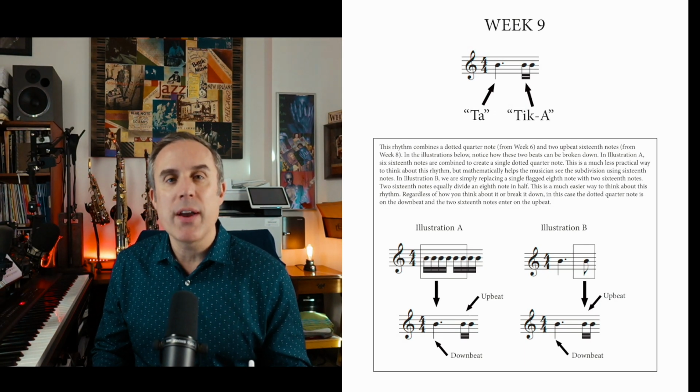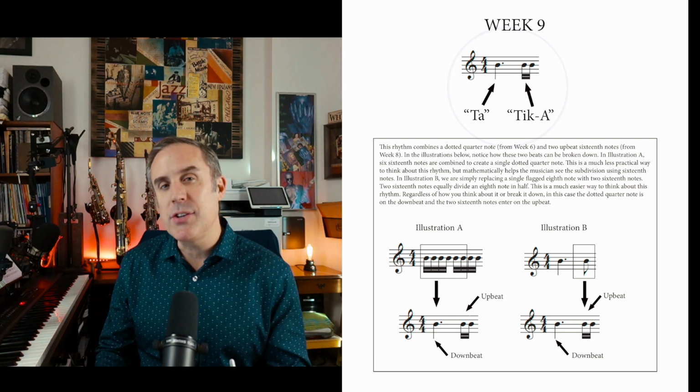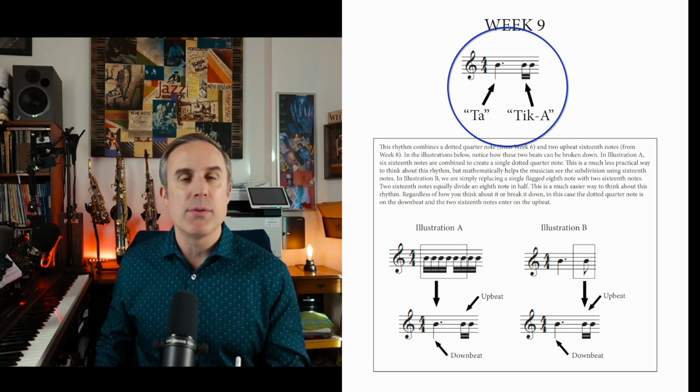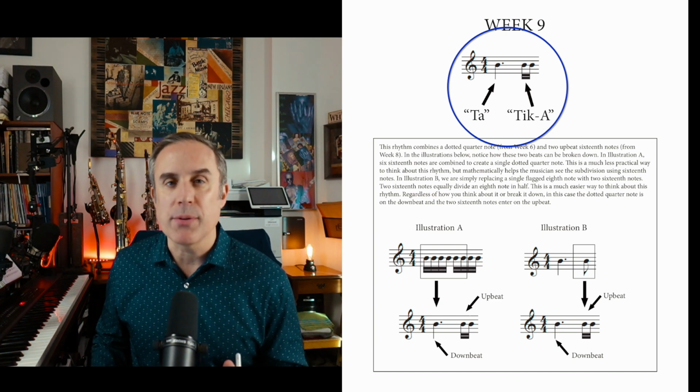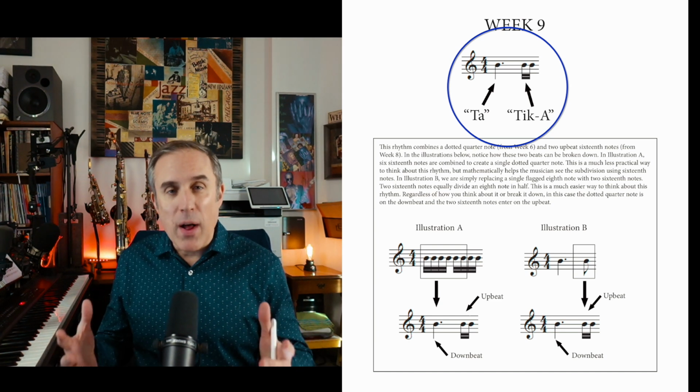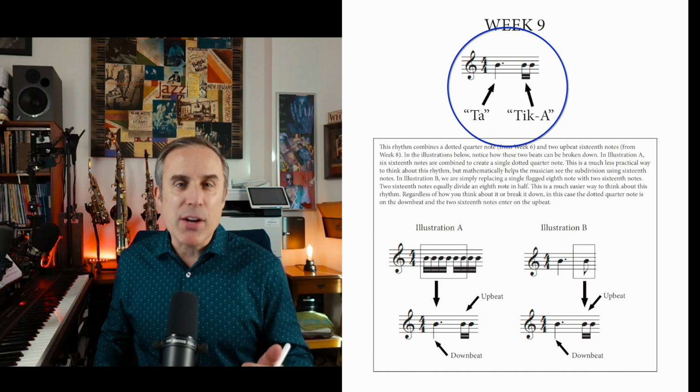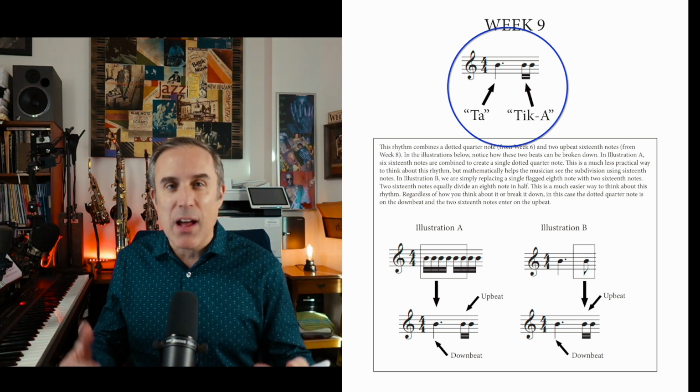Okay, here we are in week 9, and right at the top of the page, you can see our brand new 2-beat musical sight word. We've got the dotted quarter note going to 2/16 notes. Now, how did we get here? Well, through sequential learning, we actually arrived to week 9 very logically.